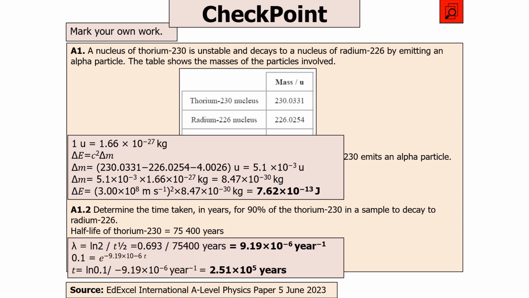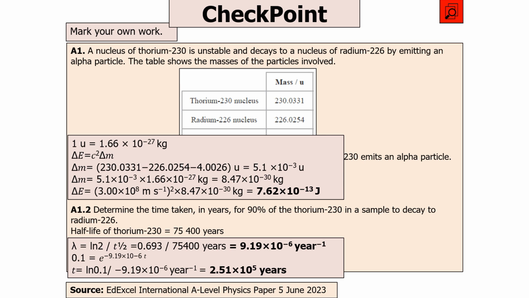We know that the decay constant is log 2 over the half-life. So we can see that's 9.19 times 10 to the minus 6 years to the minus 1. We can then say A equals A0 e to the minus lambda t, but we can go A over A0 equals e to the minus lambda t.